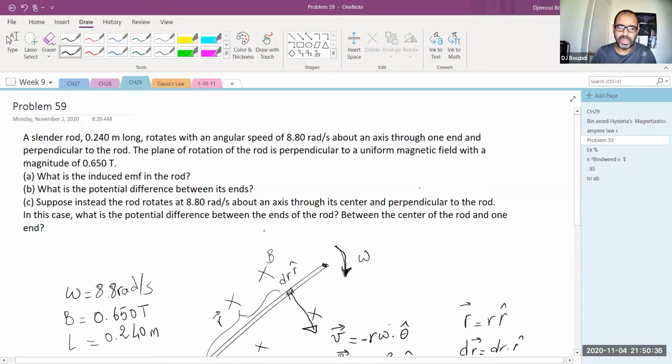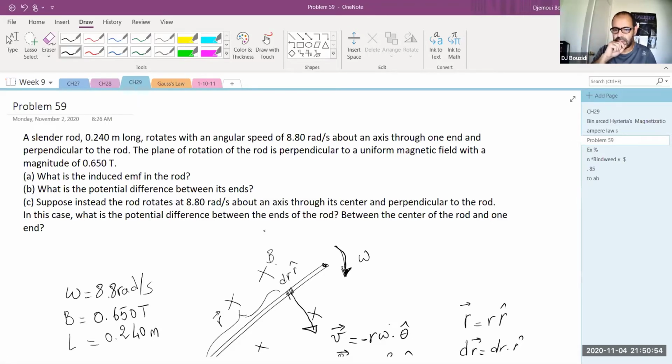Now, what is the induced EMF in the rod? Here is a question here. They didn't give me any directions. So since I took this one in the negative direction, I also took the magnetic field pointing inward. So the magnetic field is pointing into the screen, okay? You can choose it however you want to, but you have to be careful with your mathematics.